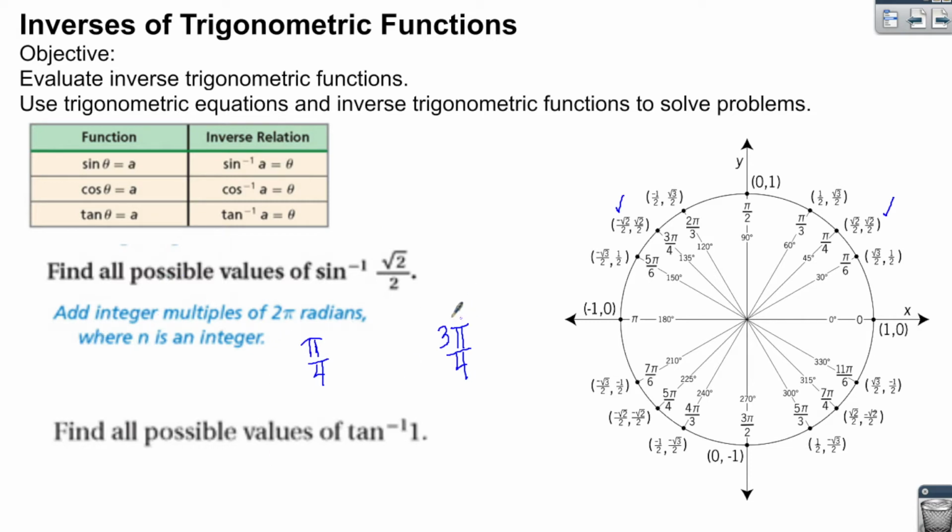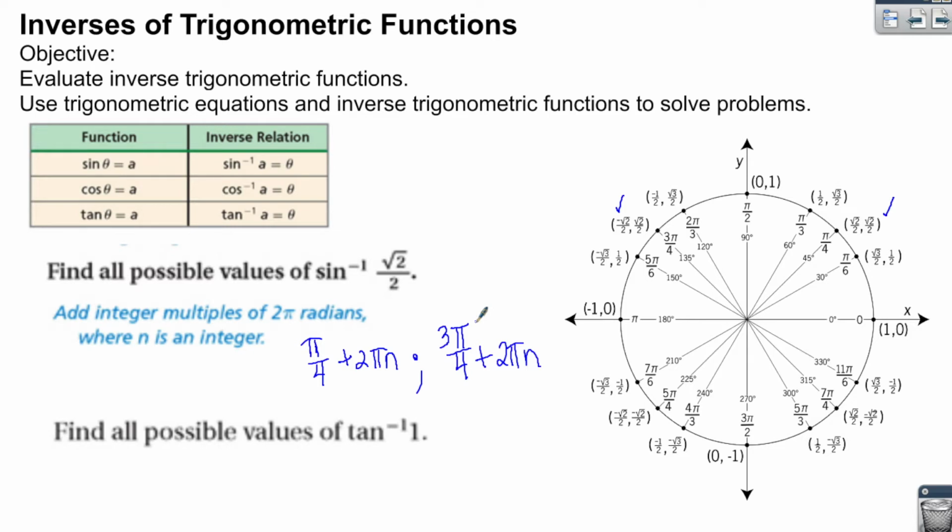It will look like this. I can say that pi over 4 has a sine value of √2/2, but every time I rotate, I can find coterminal angles based on n, how many times I go around. At the same time, I can also use 3 pi over 4 plus 2 pi n to show coterminal angles to 3 pi over 4. Your answer is right here. These are all the possible values using pi over 4 and 3 pi over 4 and their coterminals.